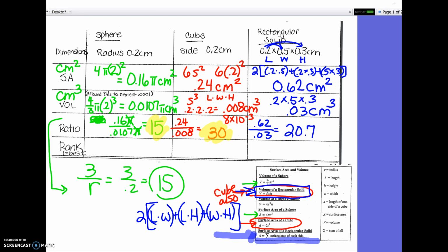Oh, and going back, I forgot to mention, there is a shortcut on the cube as well. If you want to check your answer on the cube, just like the sphere had a shortcut, the shortcut on the cube is 6 over the length of one side. And if I do 6 over 0.2, I actually get my ratio of 30. So if you can remember the shortcut, 6 over the length of a side, you would be able to check your work and see if you had done it right.